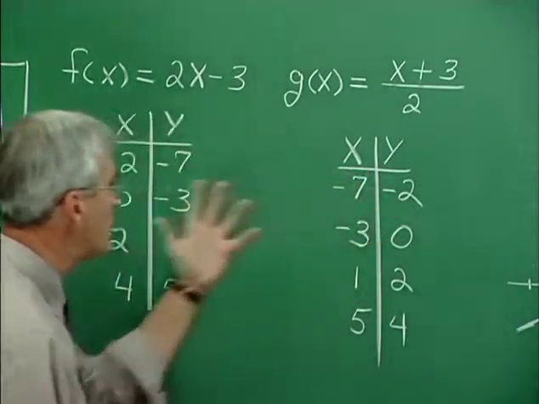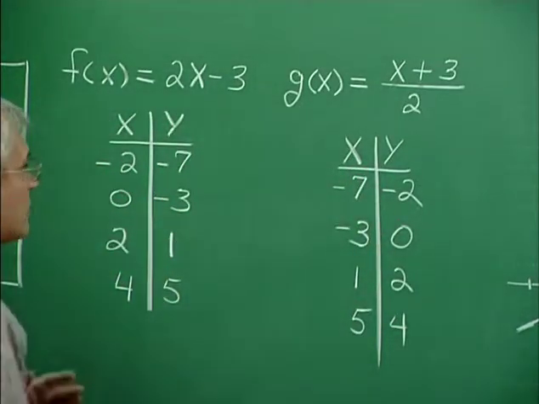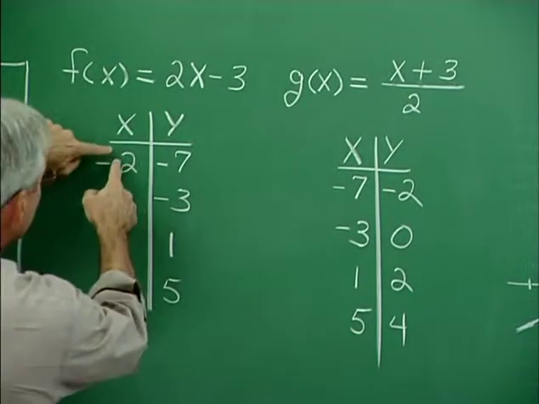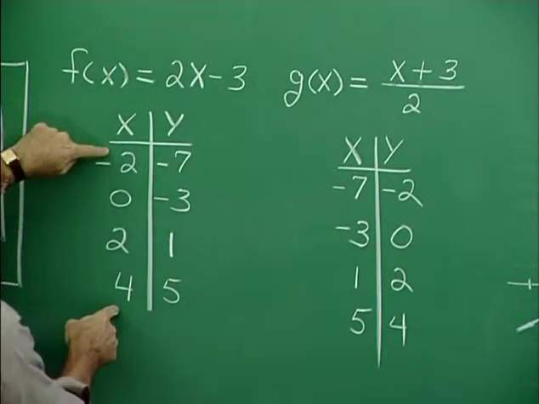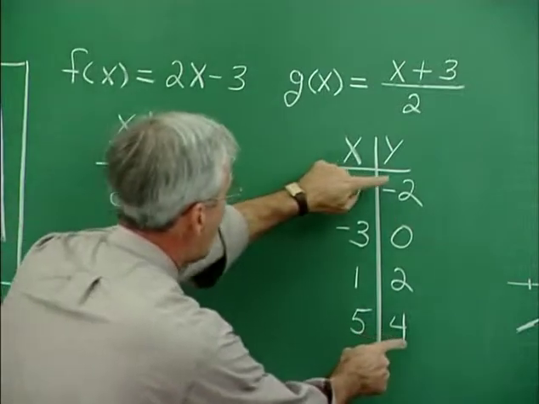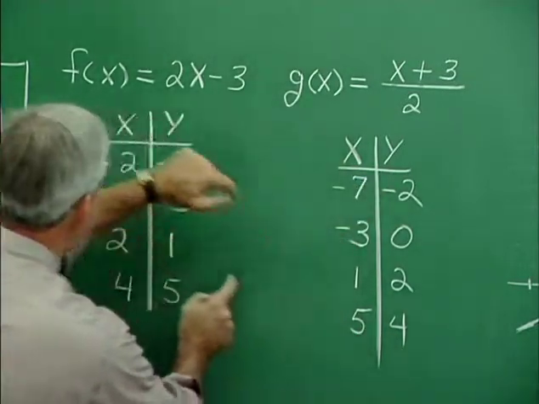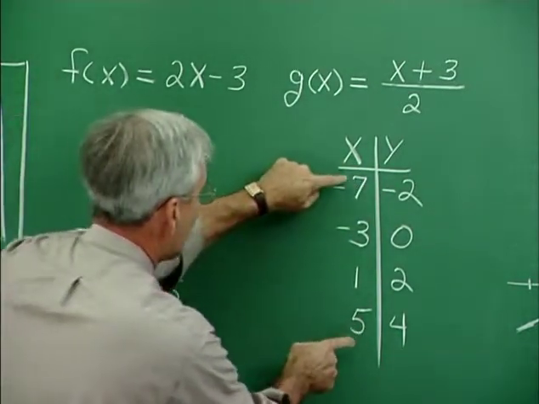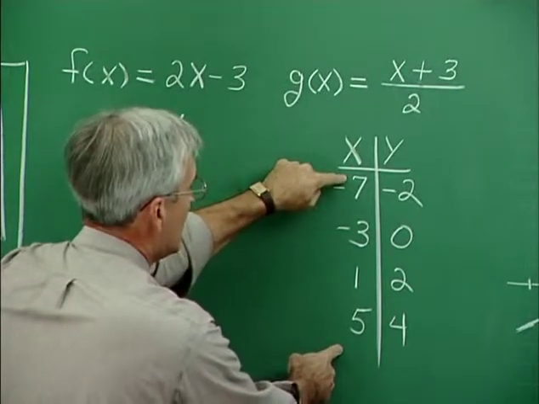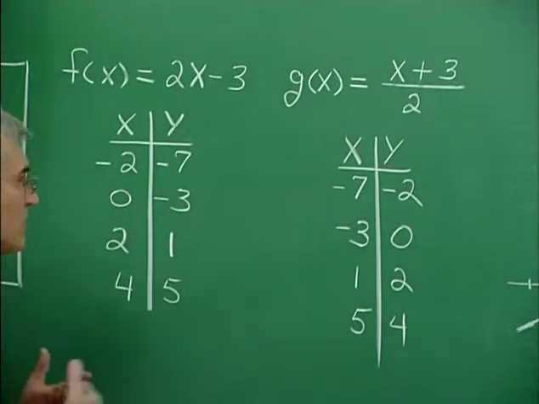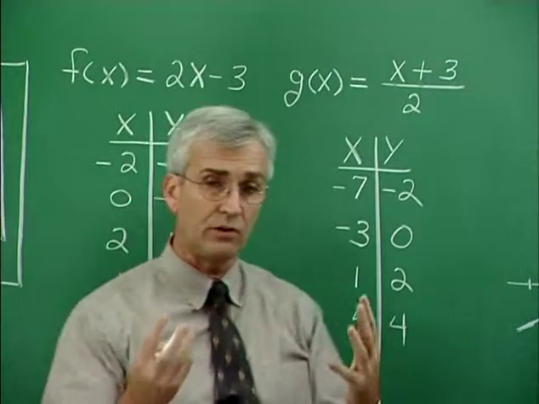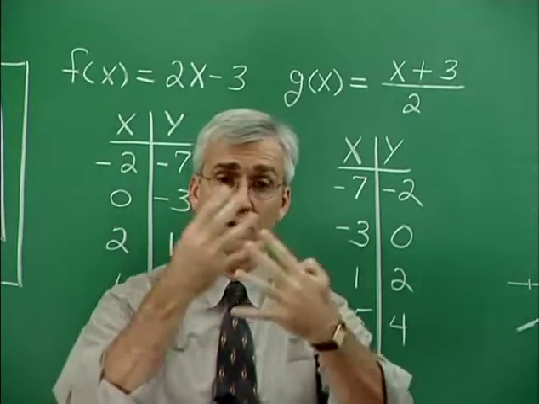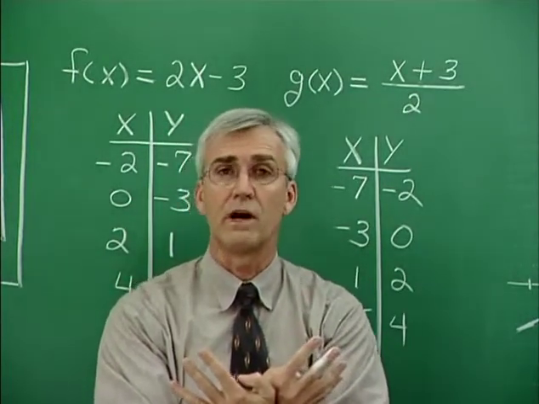Now look at these two tables of values. Notice that the items in the x column here correspond precisely with the items in the y column over here, and the items in the y column here correspond with the items in the x column here. Now this is no more than an extension of that idea that the domain and range of these two have just swapped roles, pretty much.